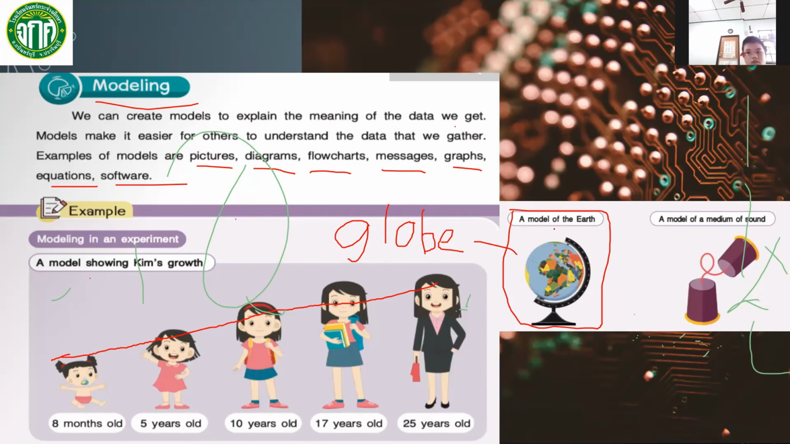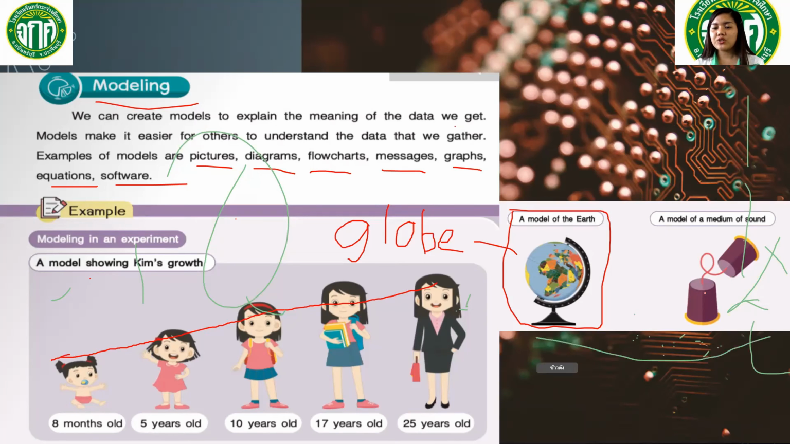Okay. Next, the last model we have here is a model of medium of sound. This string shows as a model of traveling sound. So these are cans and this is a string.